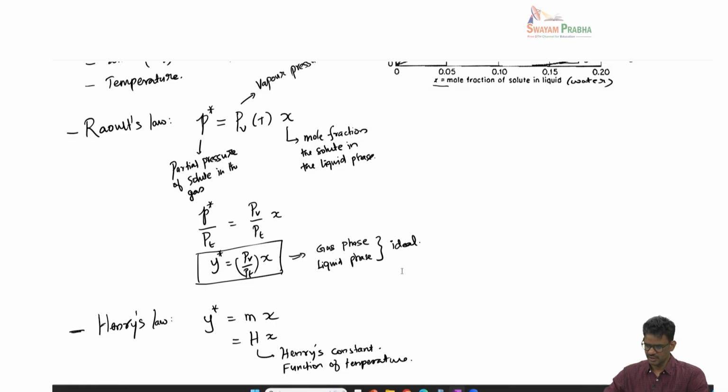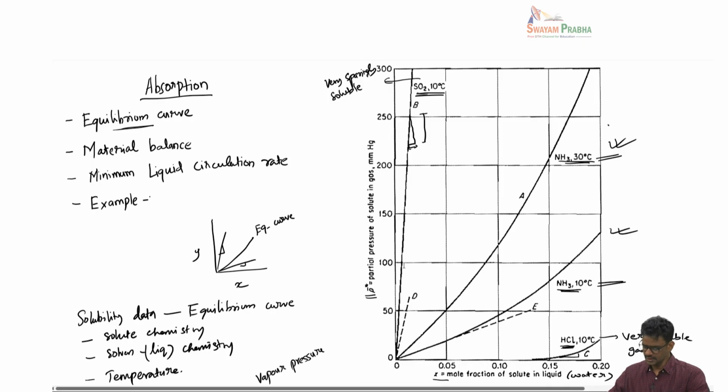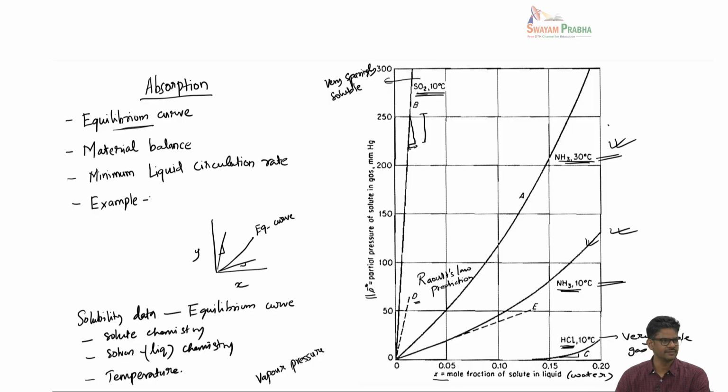Now, if you go back to the solubility data I showed, the curve shown here as D is basically the Raoult's law prediction for ammonia at 10 degrees Celsius. So ammonia's data is somewhere here, and if you apply Raoult's law, it will follow this line D. So Raoult's law is clearly inaccurate in explaining, let's say, ammonia's solubility data.